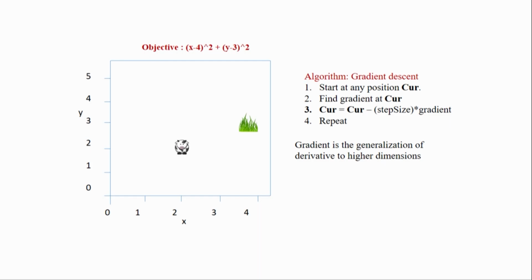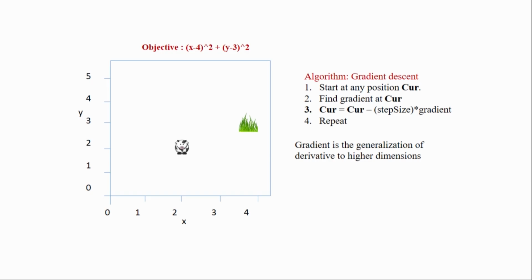So here is the algorithm. This is a very, very naive, simple algorithm which we'll call the gradient descent algorithm. I'll explain why it's called gradient descent in a minute. So you start from any position, any current position of your choice, and find the gradient at that point.